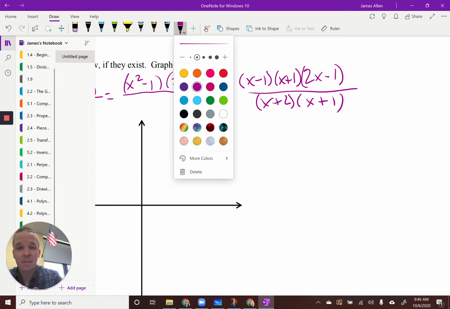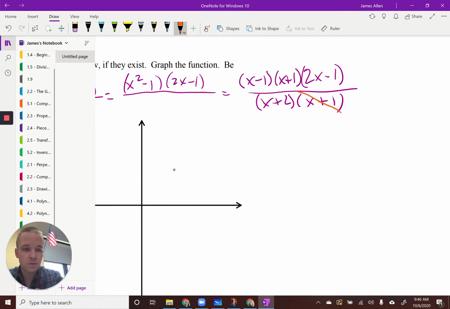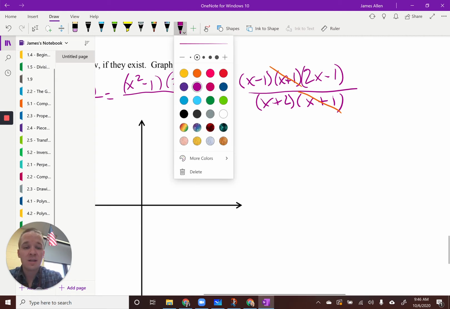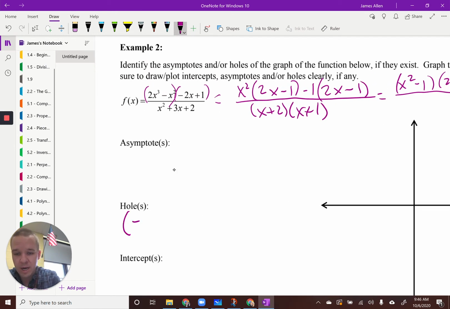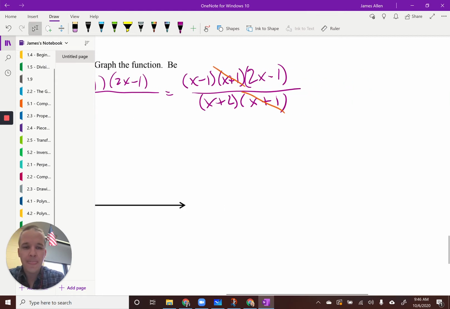Well, I can see that my x plus 1s will cancel. What does that tell me? That tells me that there is a hole in this graph at negative 1 comma something. So over here in the holes, I'm going to put negative 1 comma I don't know. Okay? How do I figure that out? Well, I could plug back in, right? I could plug in negative 1. So why don't we go ahead and do that?